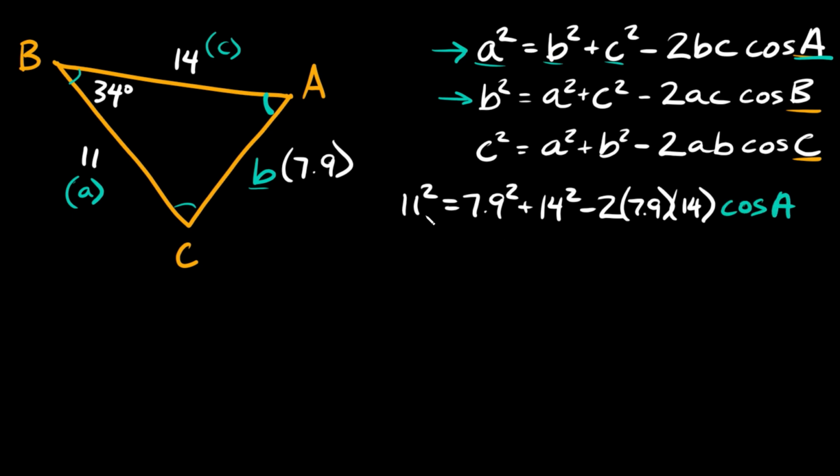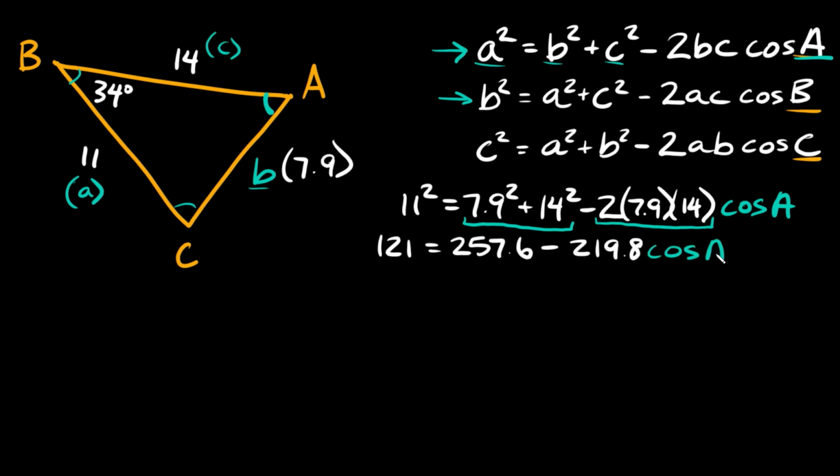All right, so let's just evaluate some of this. So 11 squared is 121, and that's equal to 7.9 squared plus 14 squared. I'm just going to combine these right now and tell you that this is equal to 257.6. Then we're going to subtract 2 times 7.9 times 14, and I'm going to tell you right now that this is equal to 219.8. So minus 219.8, and we're multiplying that by the cosine of angle A.